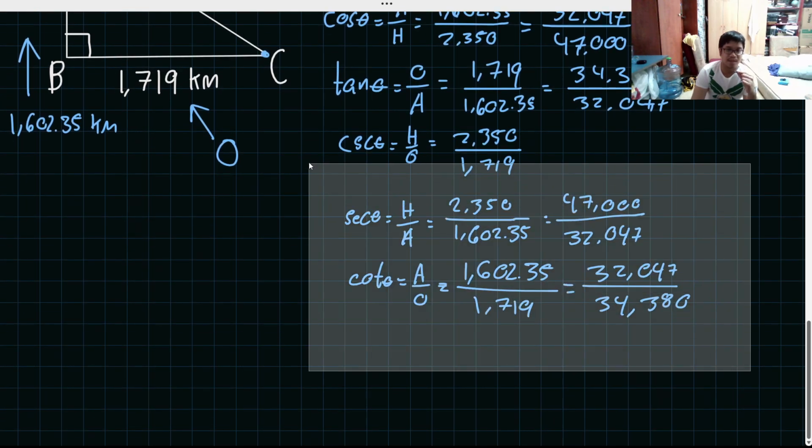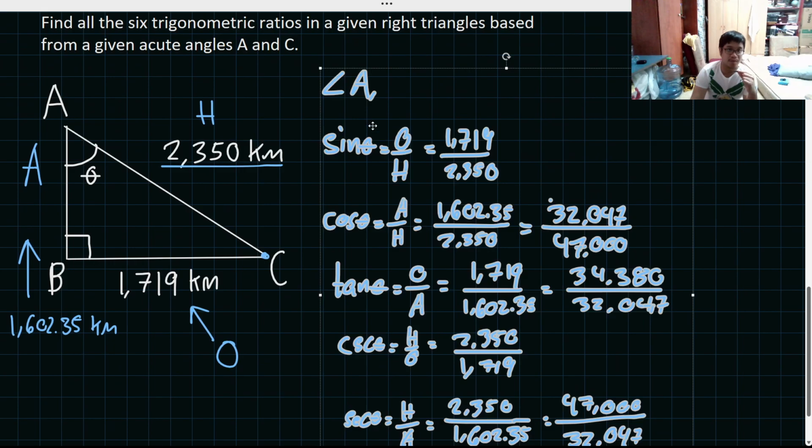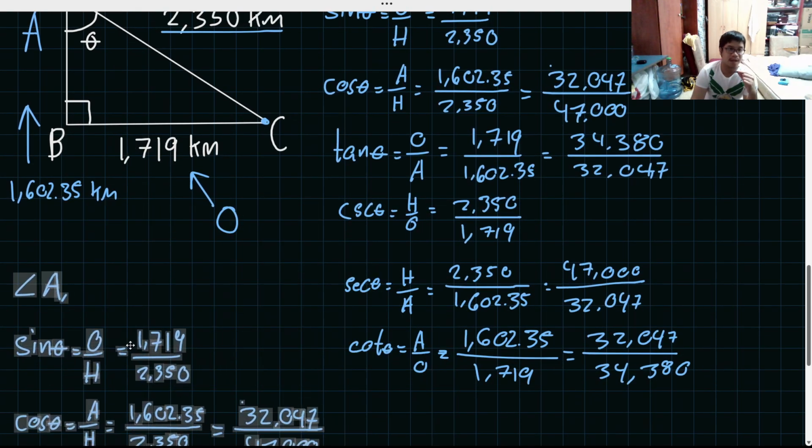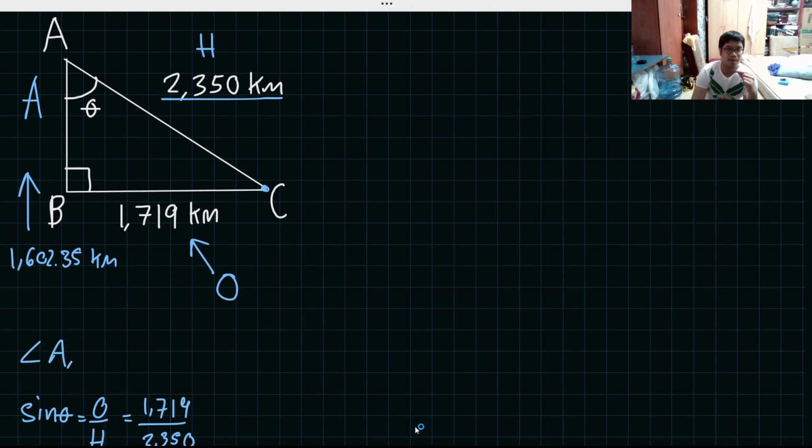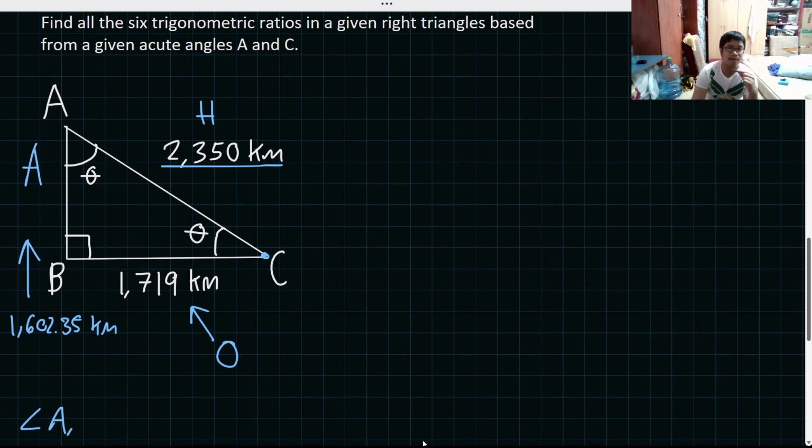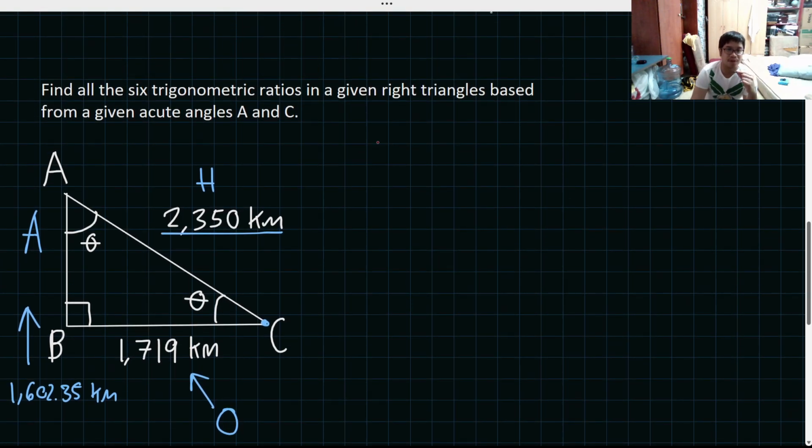Wait, I can't copy this. Wait, for a moment. All right? Now, how about at angle C? So, let me go back to drawing the angle here. That's it. Now, how about at angle C? Let me use a different color. All right, at angle C.